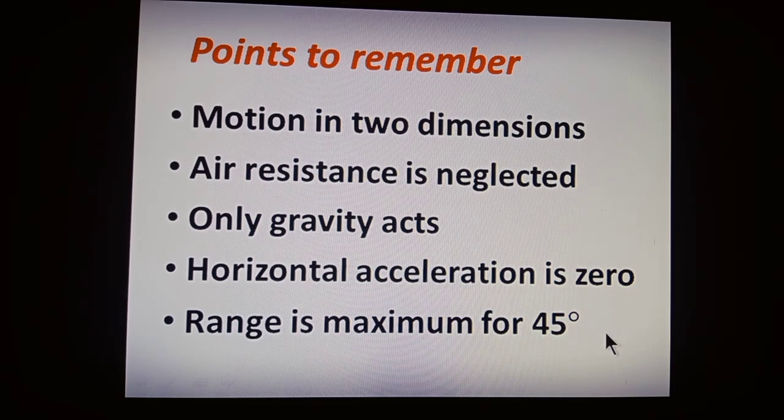Students, these are the important informations regarding projectile motion. I hope it is clear.